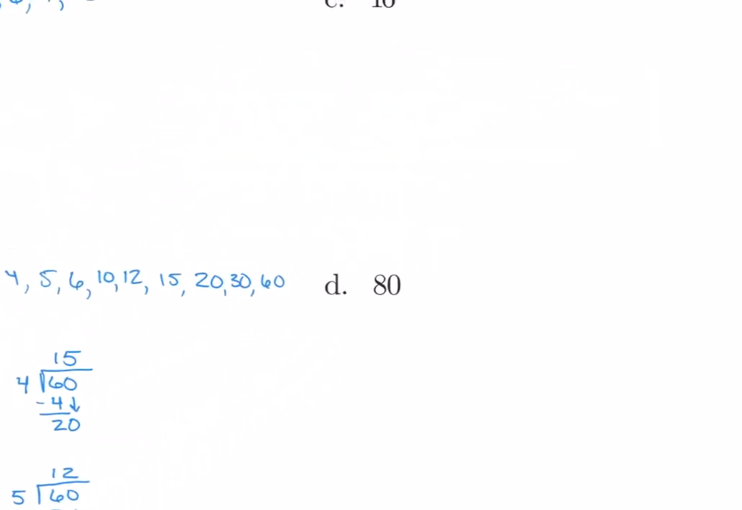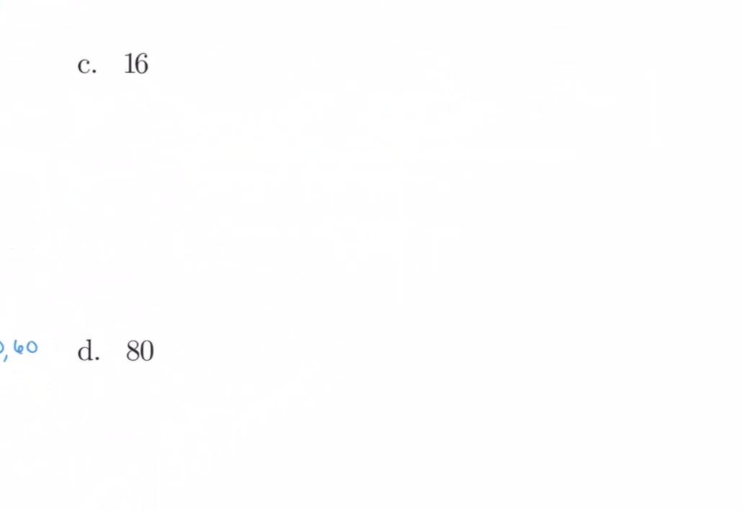Let's try a couple more. Let's look at 16. We start with 1. We get 1 and 16. It is divisible by 2. We get 2 times 8. It is not divisible by 3. 3 will get you to 15, but not 16.